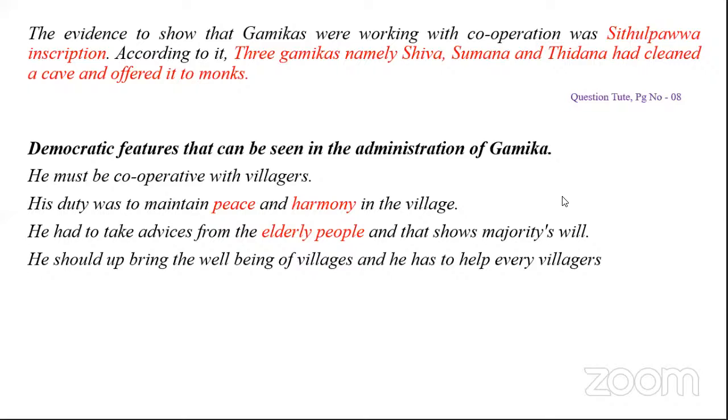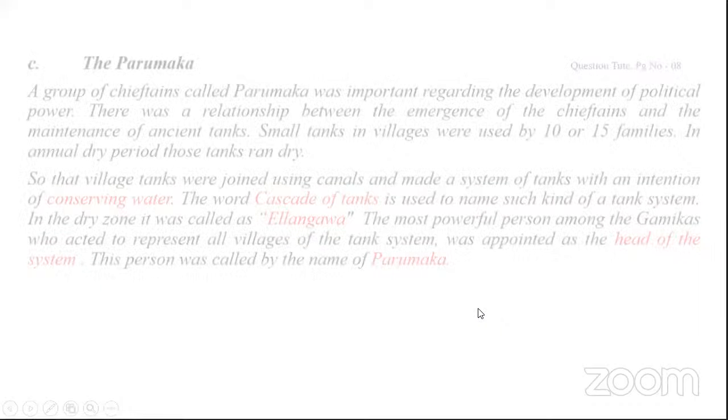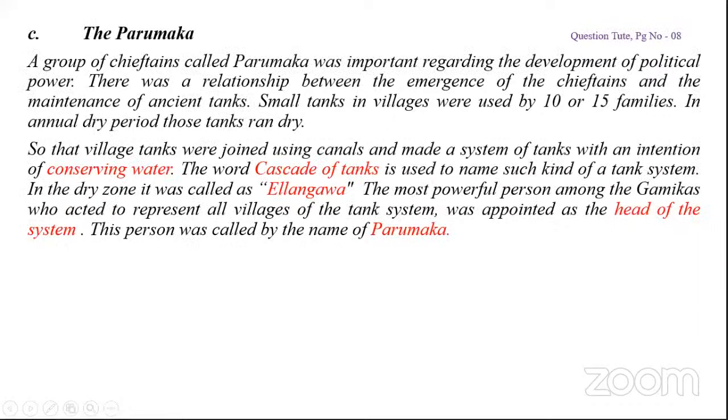Okay, moving to the next slide then. Paramakas. A group of chieftains called Paramakas was important regarding the development of political power. There was a relationship between the emergence of the chieftains and maintenance of ancient tanks. Once again, we are dealing with the cascade of tanks, the tank system.